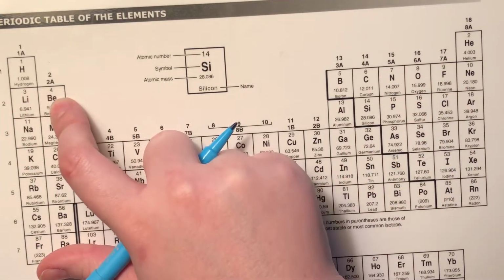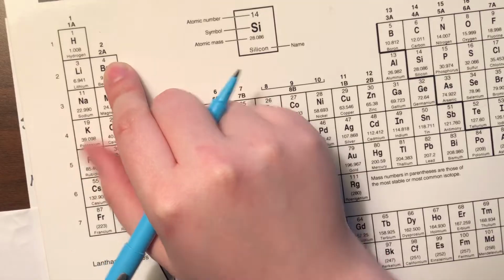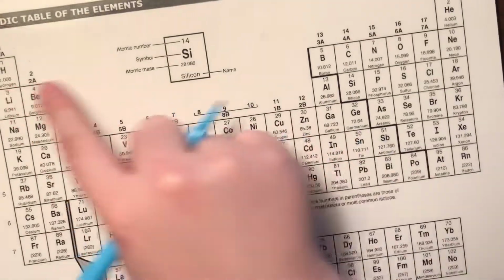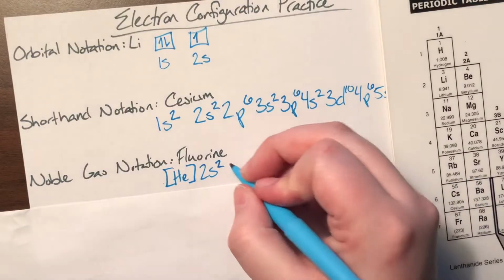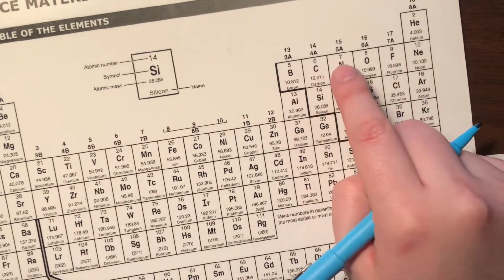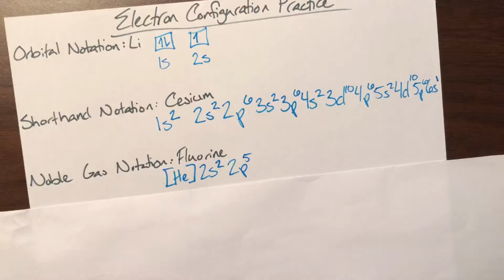So my third and fourth electron are going to live in 2s. And my 2s orbital is going to be full, so I will say 2s2. And then my 5th through my 9th electron are going to live in 2p. I do have to be careful here. My P block is not full. I only have 1, 2, 3, 4, 5 electrons inside of my P block. So this is going to be 2p5.